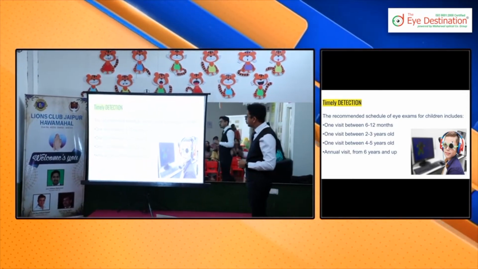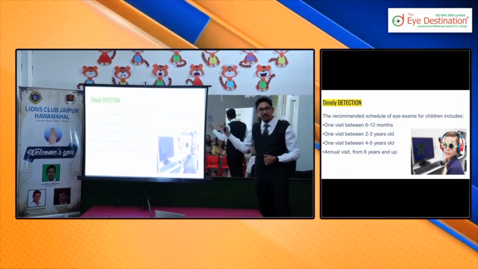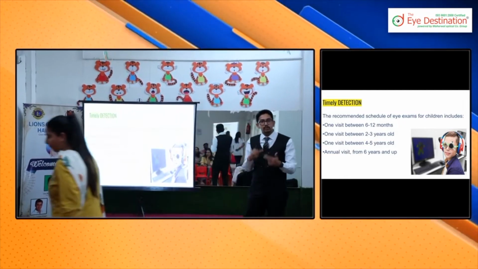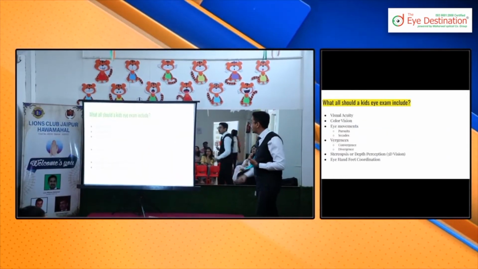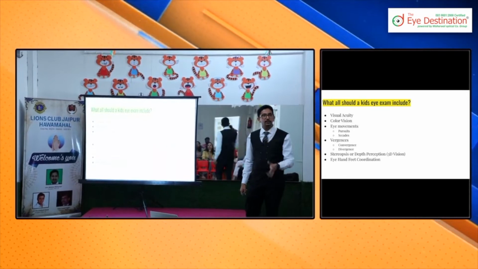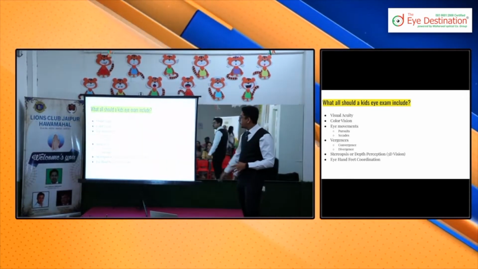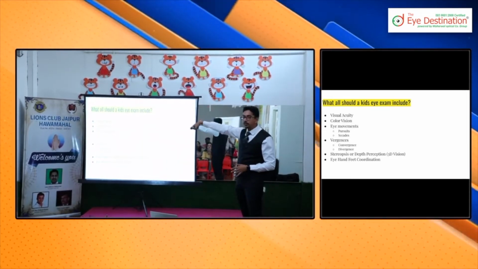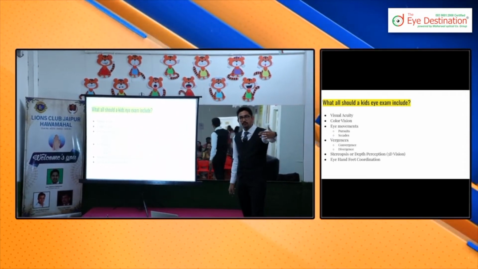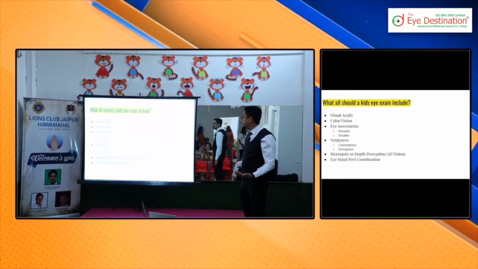And second is 2 to 3 years of age, 4 to 5 years, and after 6 years every year. Because the child is developing their visual skills very fast. And what should an eye examination include? This we all should know. Vision is not only about visual acuity, reading black letters on a white background. Vision is about much more than that.